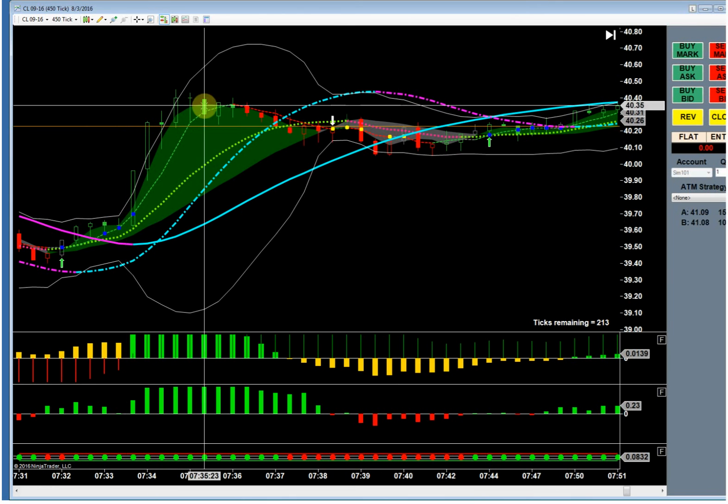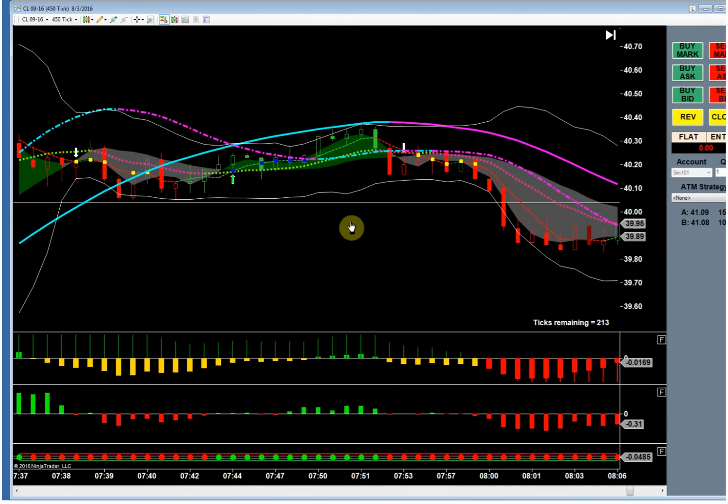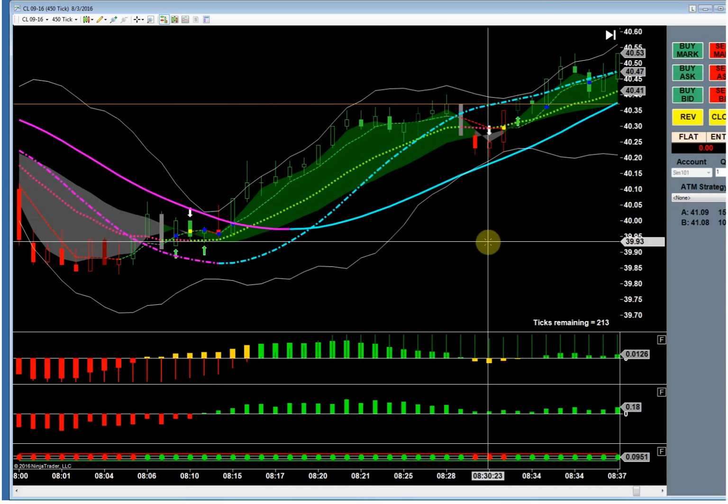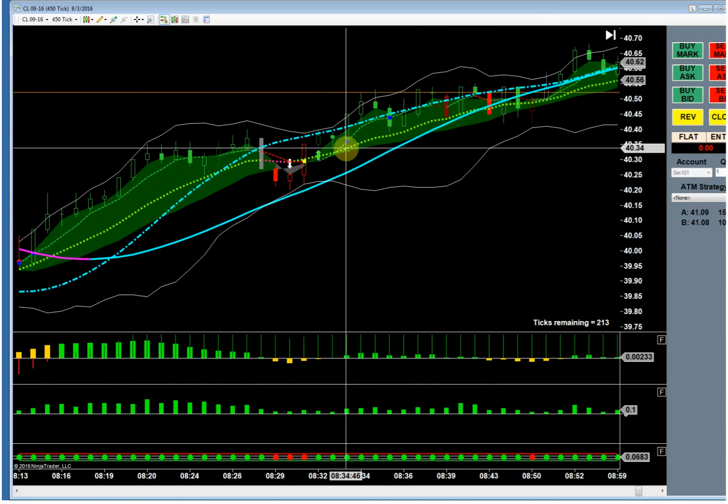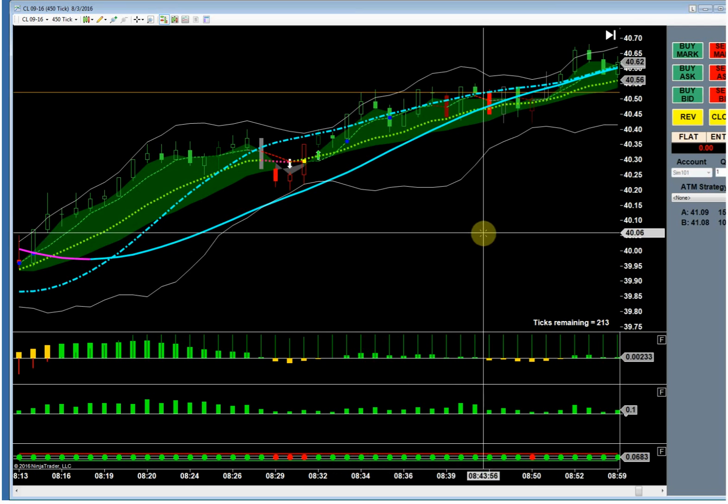This must have been it here. And then they calmed down and they shot the other way. But let me show you the rest of these trades here. Matching dynamic trend bands, 10 ticks there.